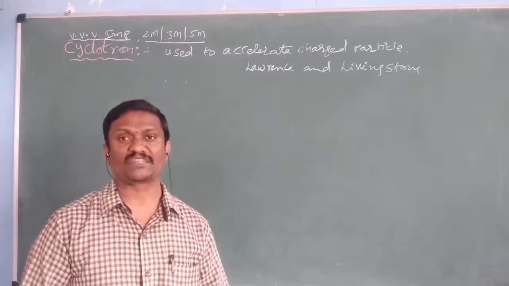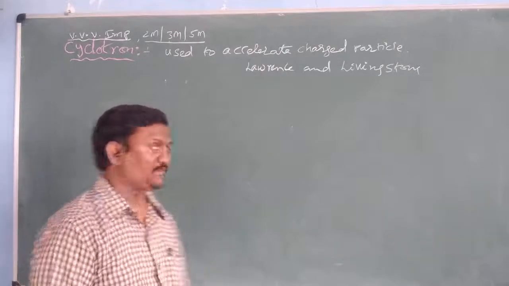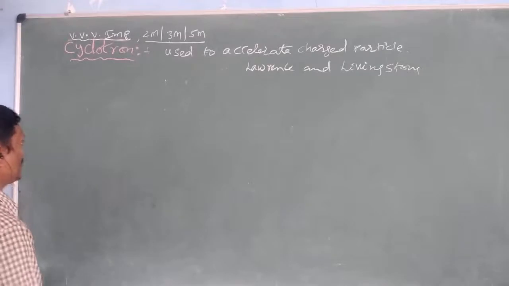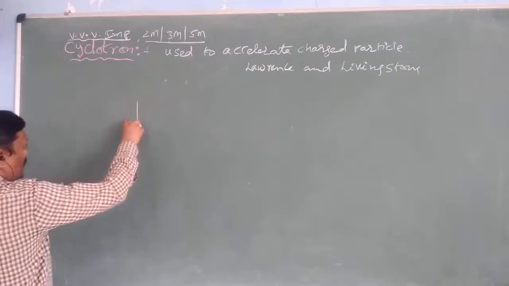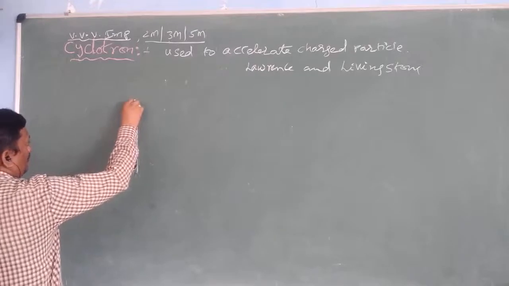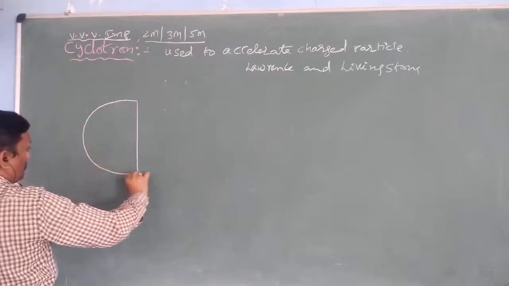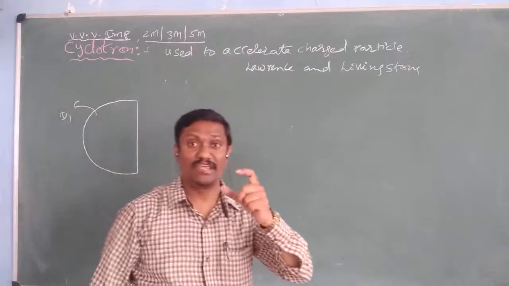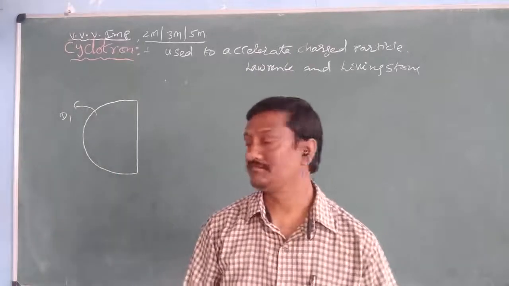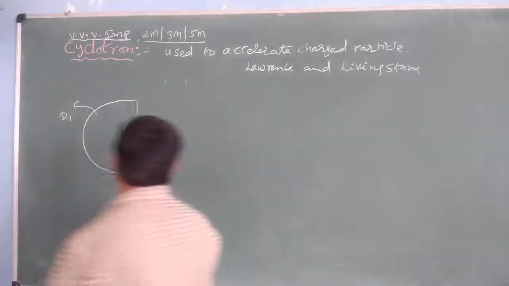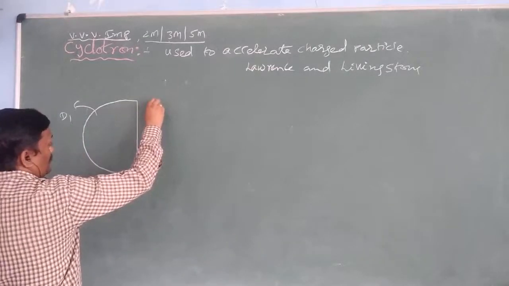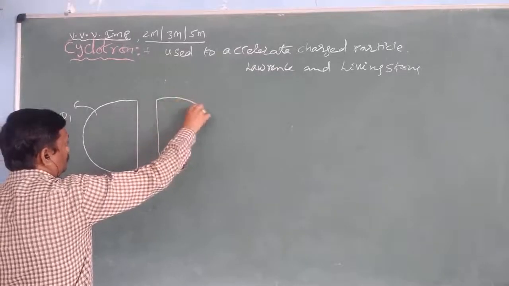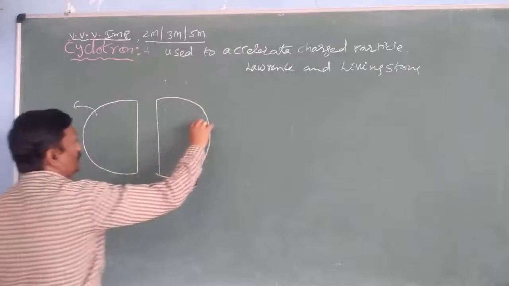Next, what about the construction and working of the cyclotron? First, observe the construction of the cyclotron. The cyclotron consists of two semicircular Ds. The first semicircular disk, D1, is in D shape. Opposite to this semicircular disk, one more semicircular disk is placed, and it is named disk D2.